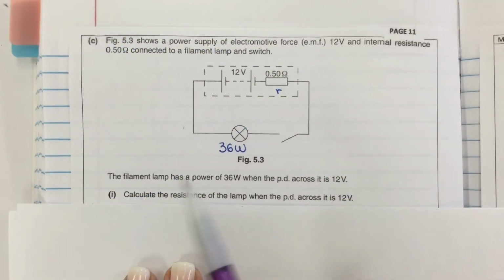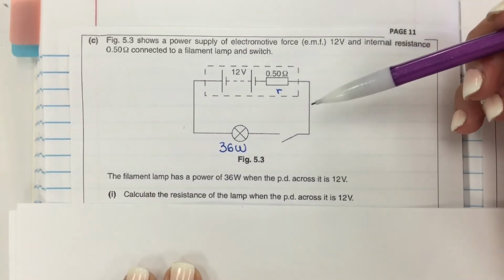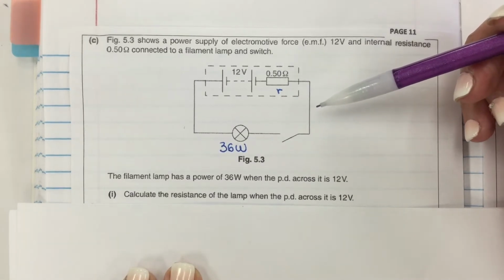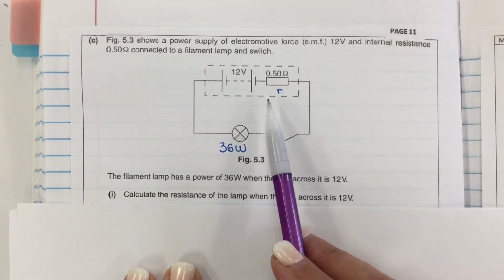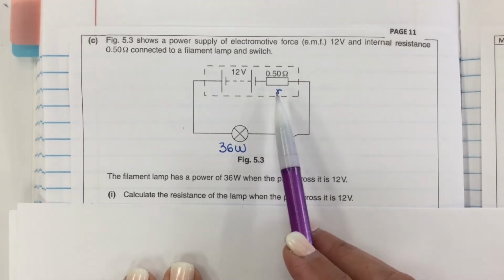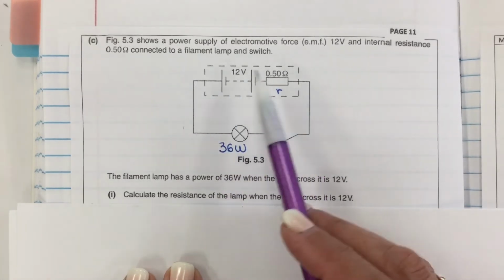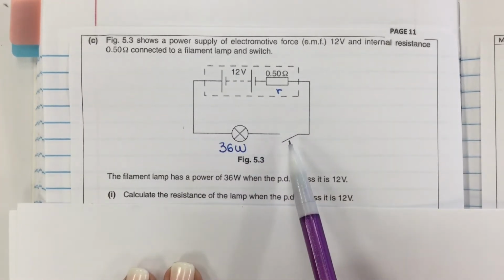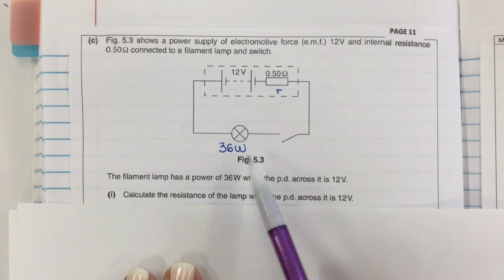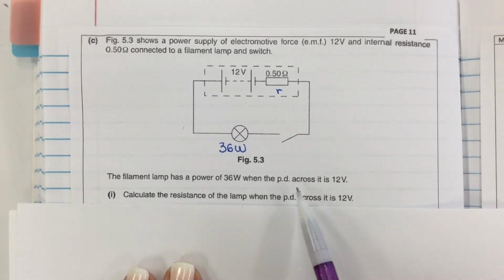Okay, now we have another story going on here. It still relates to that filament lamp. Now we have a circuit. This circuit shows a power supply of an EMF of 12 volts and internal resistance 0.5 ohms. The internal resistance is part of the cell, connected to a filament lamp and a switch. The filament lamp has a power of 36 watts and PD across of 12 volts. Calculate the resistance of the lamp when the PD across is 12 volts.